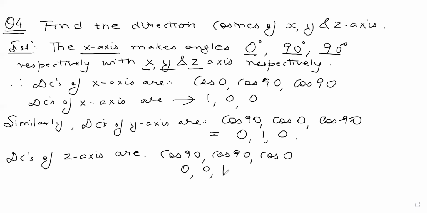That means the direction cosines of the x-axis are 1, 0, 0. The direction cosines of the y-axis are 0, 1, 0. The direction cosines of the z-axis are 0, 0, 1. So hoping all students have understood this question and have no doubt. Moving forward to question 5, which is the last question I intend to do for this lecture.